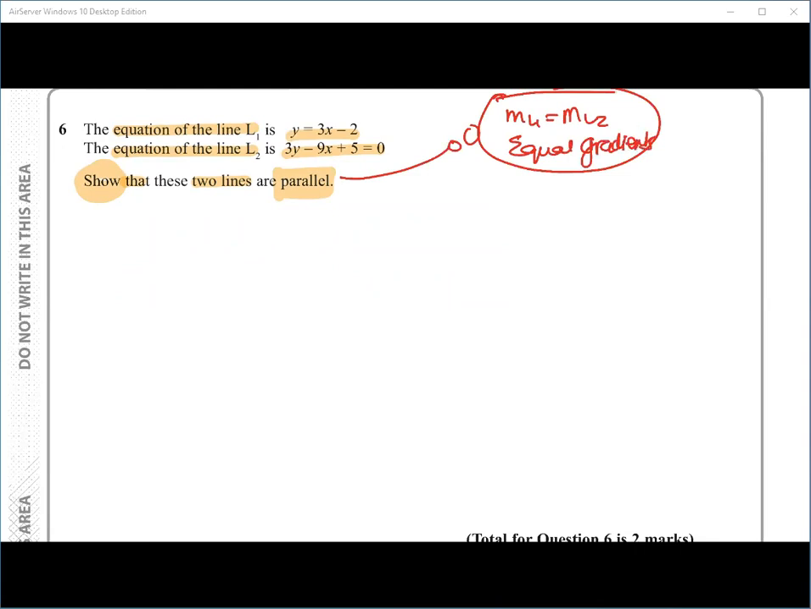So let's have a look at L1. y equals 3x minus 2. How do you extract the gradient from that? Yes, the coefficient of x, the number in front of x. And how do you know that? Because the equation is already in the right format. The m is the 3 here, the coefficient of x. So we can say that the gradient of line 1 is equal to 3.